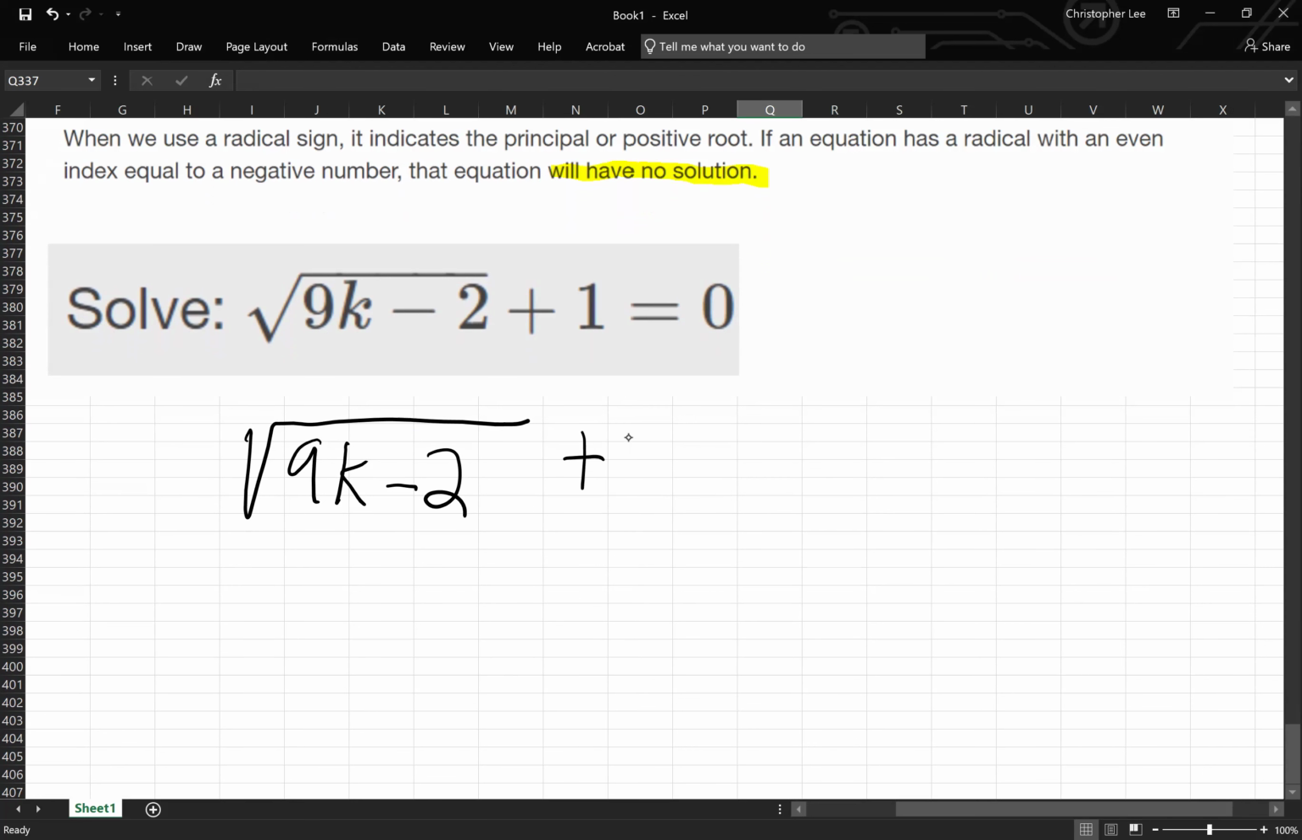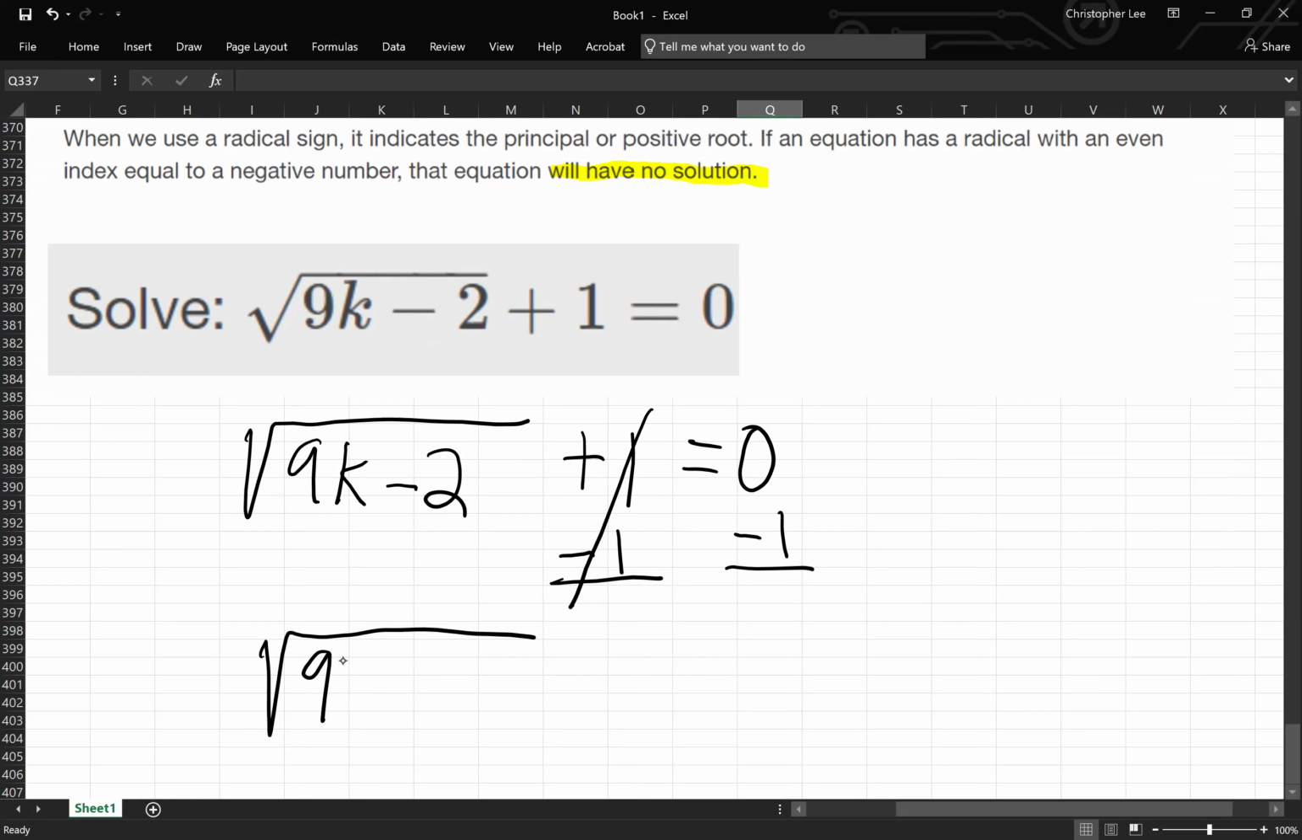And how do I know that? You remember what step 1 is. You want to isolate your radical. So I'm going to subtract 1 to get rid of that positive 1. But what I do to one side of the equation, I have to do to the other side of the equation. Subtract 1. So this is going to become what? Square root 9k minus 2 is equal to -1.